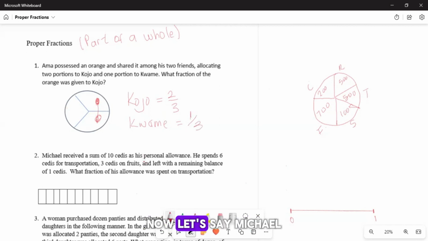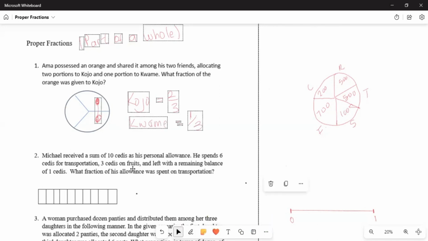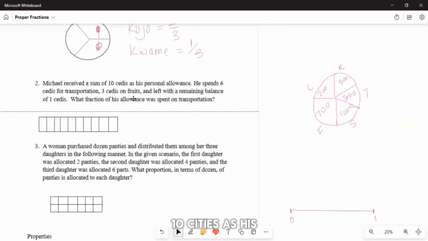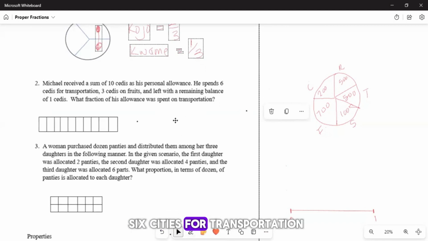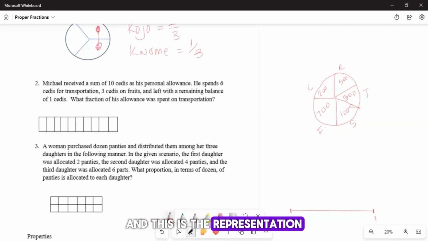Now, let's say Michael was given a sum of 10 cedis as his daily allowance, and then he used 6 cedis for transportation and 3 cedis on fruits, and he was left with 1 cedi. And this is the representation.